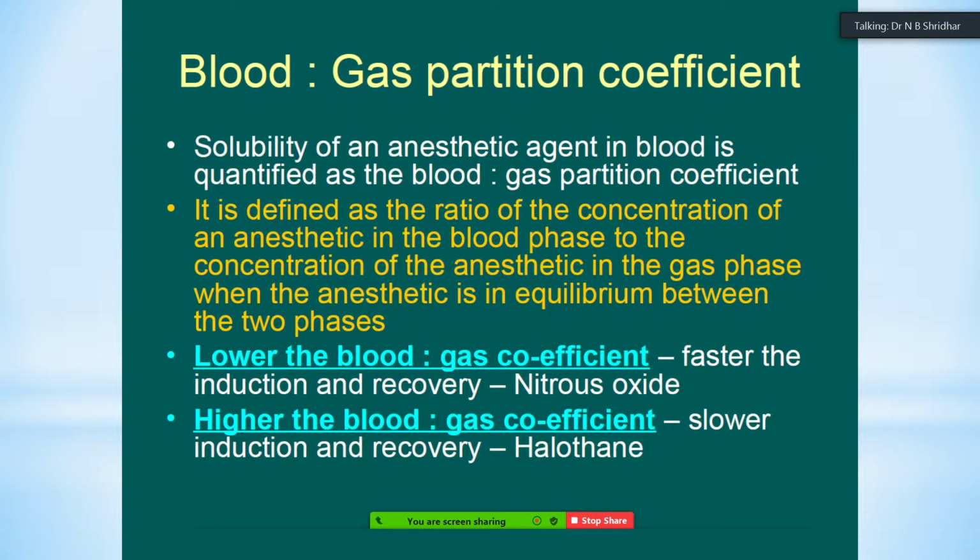So this is defined as the ratio of concentration of an anesthetic in the brain phase to the concentration of the anesthetic in the gas phase, when the anesthetic is in equilibrium between the two phases. Whenever you administer a gas, it should reach an equilibrium state between the blood phase of the brain and the gas phase in the alveoli. One is the gas phase and the other is the brain phase. Both of these should reach equilibrium.